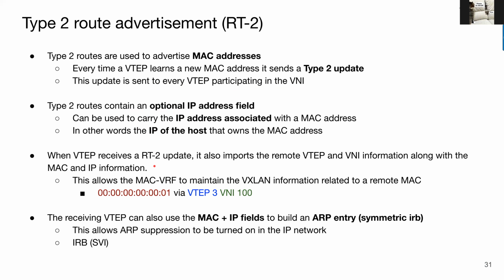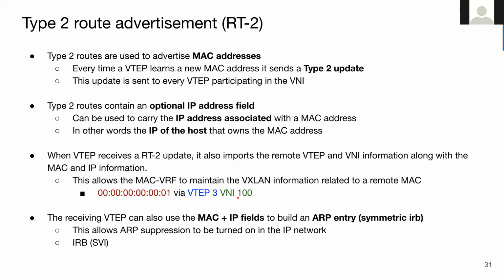When a VTEP receives a route type 2 update, it's also importing the remote VTEP and VNI information along with the host information. And this gives the control plane state related to how to reach a remote MAC. So for L2, we can get to this MAC via this VTEP using this L2 VNI.